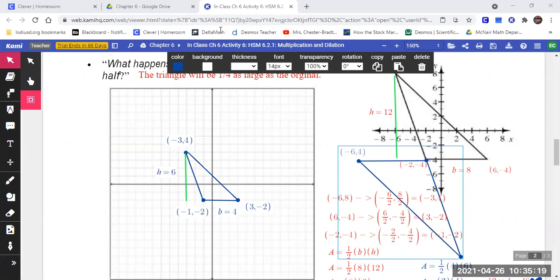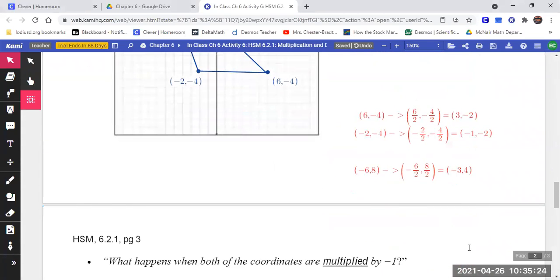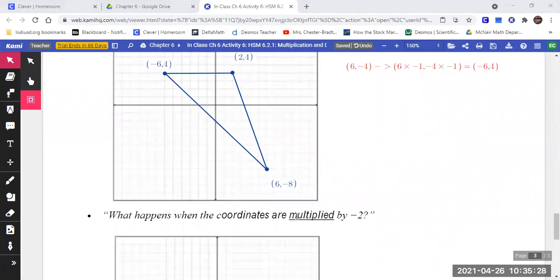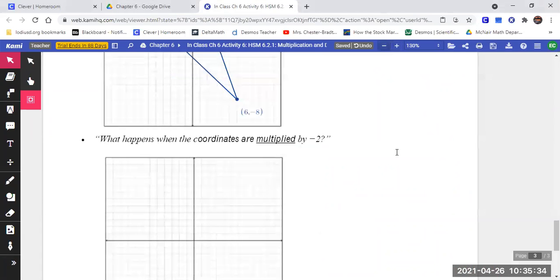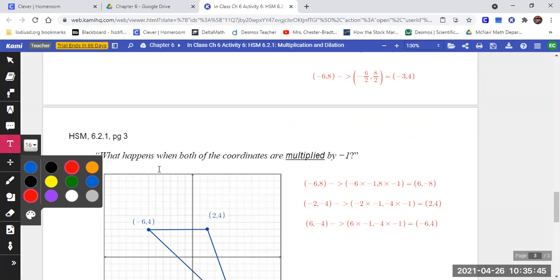of 180 degrees. Okay, I'm gonna take that back out. I just wanted you guys to see it. Okay, so with that in mind, I'm gonna make this a little smaller. What do we think is going to happen when the coordinates are multiplied? So we have to answer their question. What happens when both are multiplied by -1? What are we going to say?